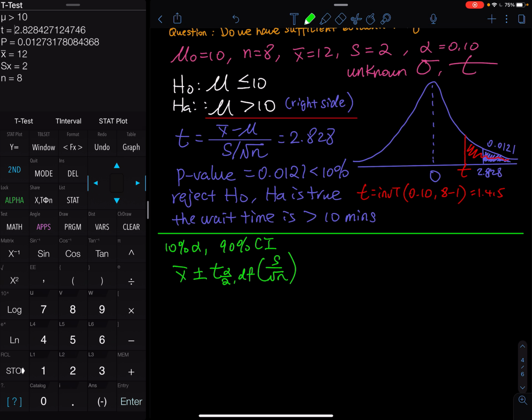All right, let's calculate the CI, confidence interval. So we go to stat.